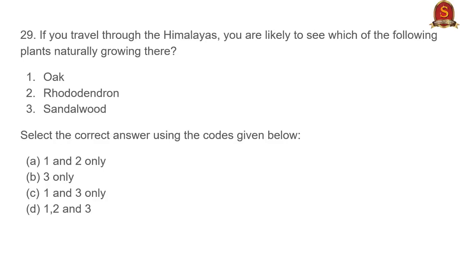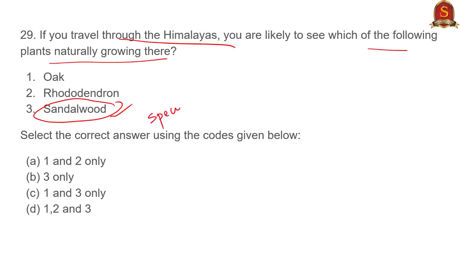Question 29. Simple question. If you travel through the Himalayas, you're likely to see which of the following plants naturally growing there? The discussion should only be on this one, sandalwood. Sandalwood is a species which is found in the Peninsular Plateau. There is absolutely no reason to associate it with the Himalayas. You take out statement 3, the answer is A.